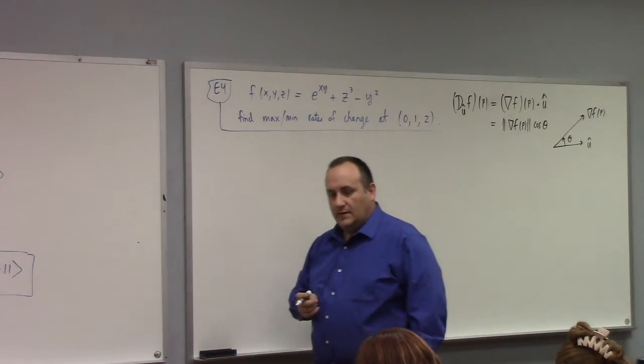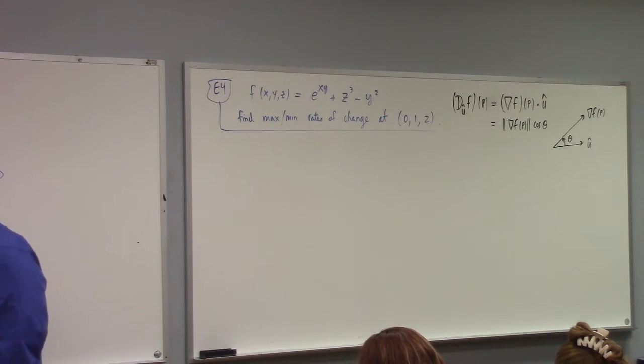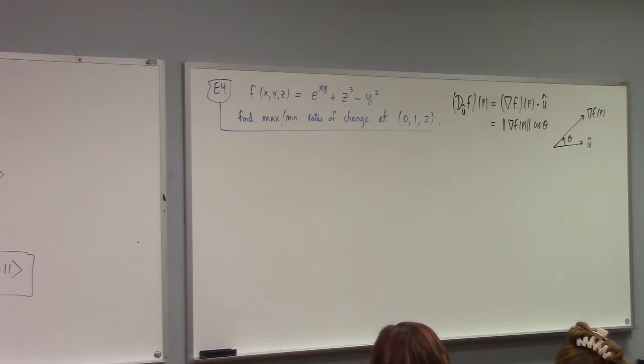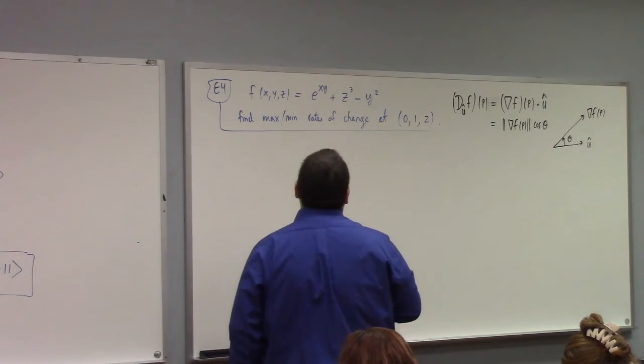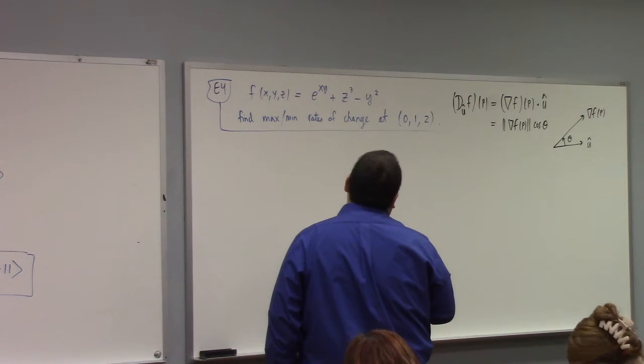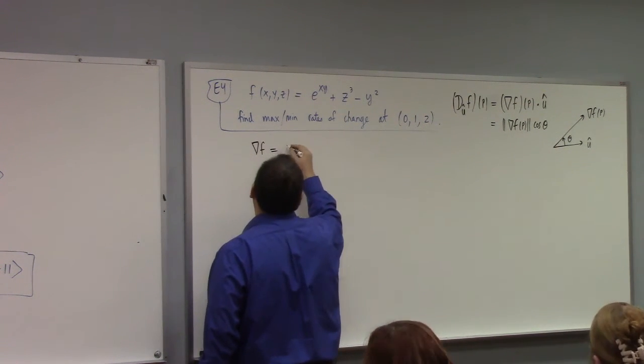So the max and min rates of change happen for what? For theta equals 0 or 180 degrees, right? And if you want the rate of change to be zero at the point, you just put theta equal to 90, or let's say minus 90. Okay, so what is that then? The gradient of f is, what we got here?